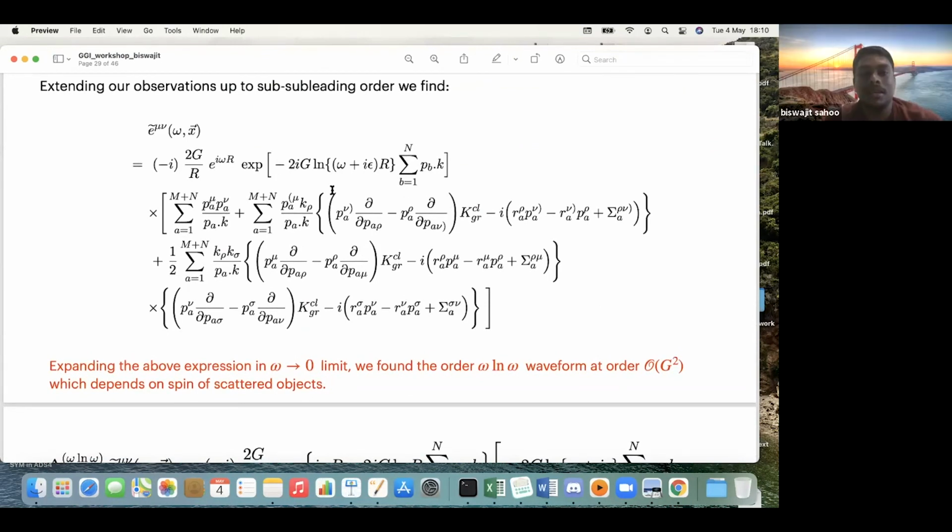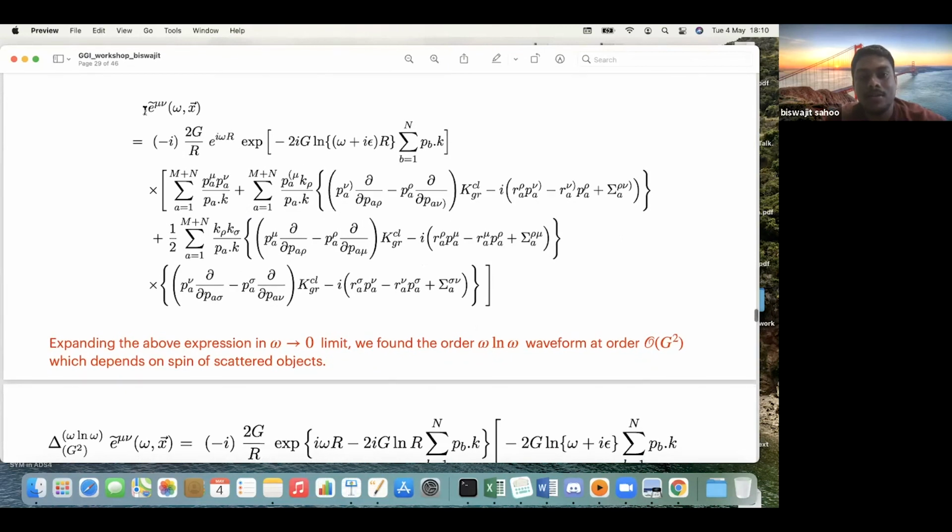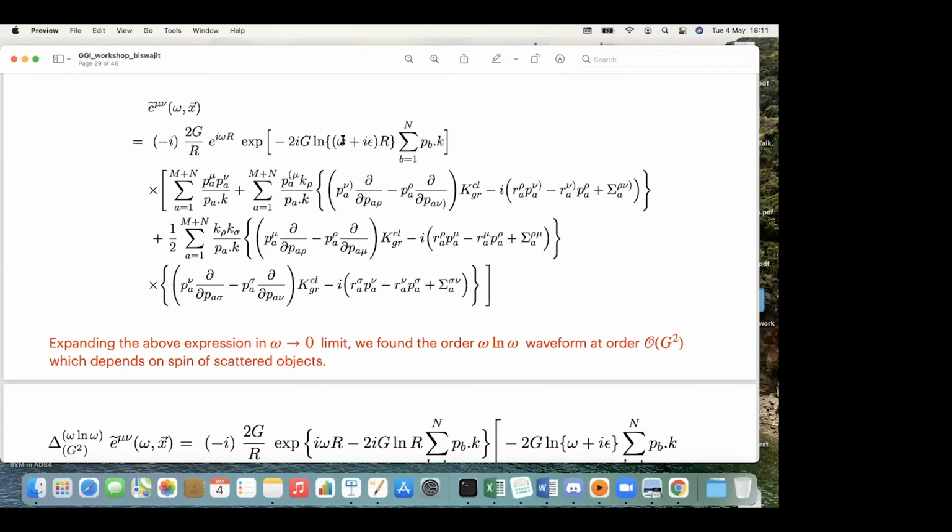Yeah, so here I have written down the waveform. This is basically the phase term which I was mentioning. So this is order G and this is p_b dot k, the omega log omega piece. There is also a log R piece, which basically gives the time delay effect. In the omega going to 0 limit, we can forget it for a moment, but that basically tells us what the cutoff is. So this is the classical phase piece.